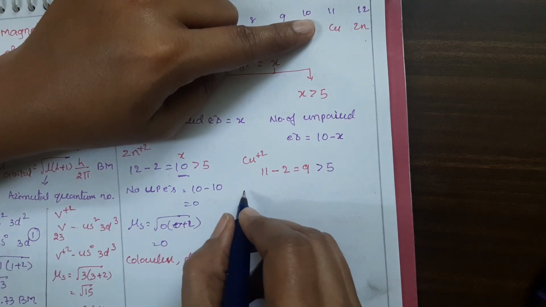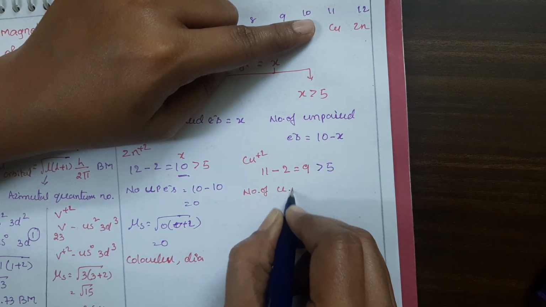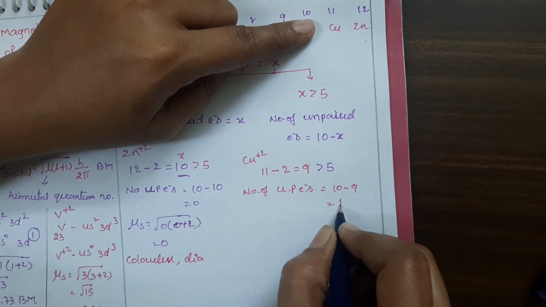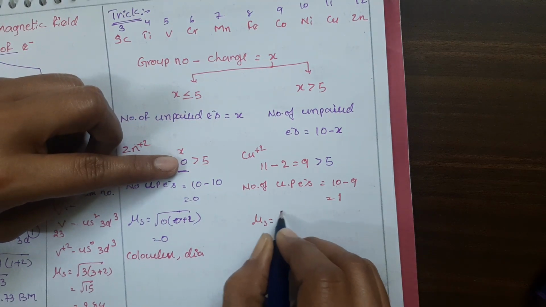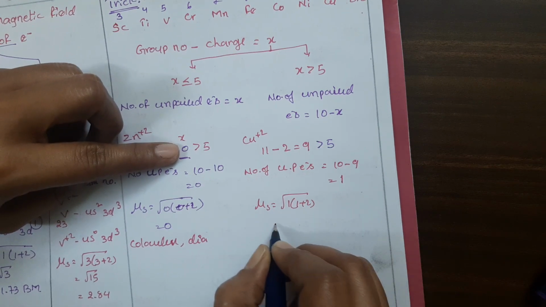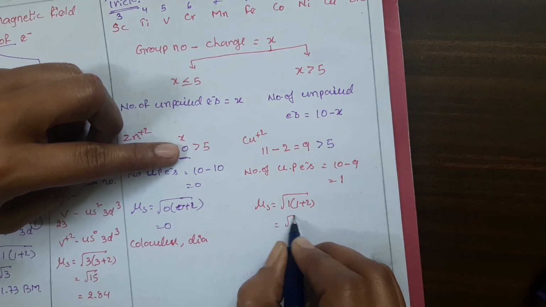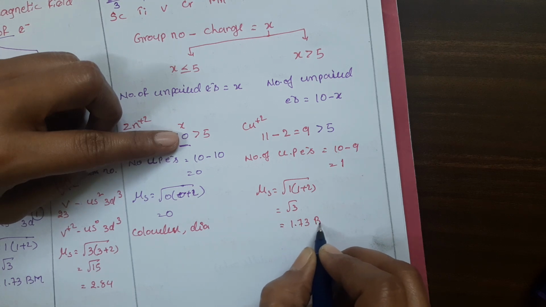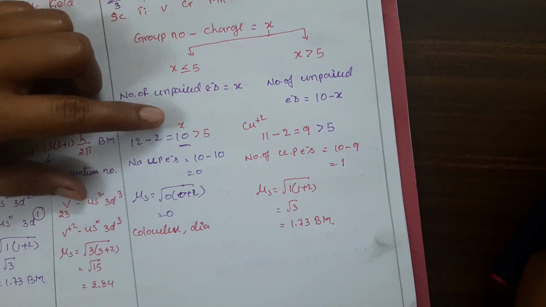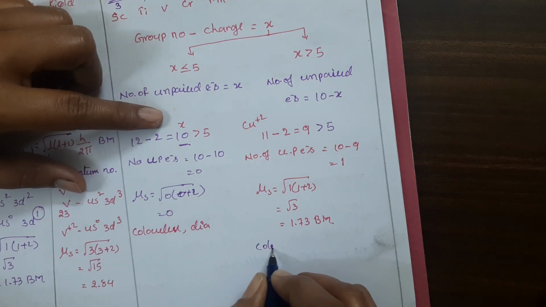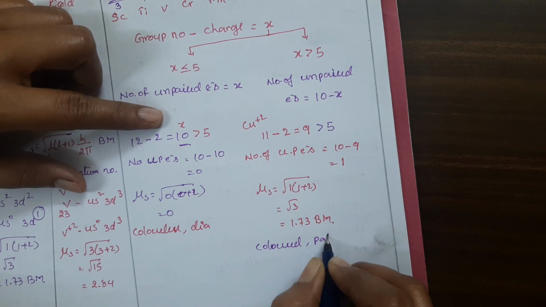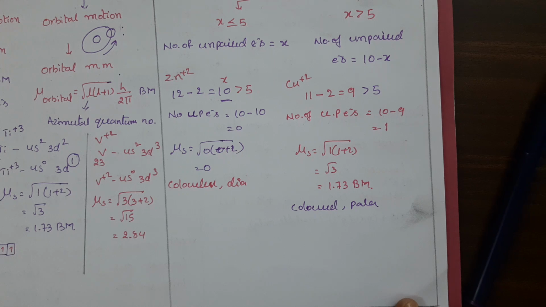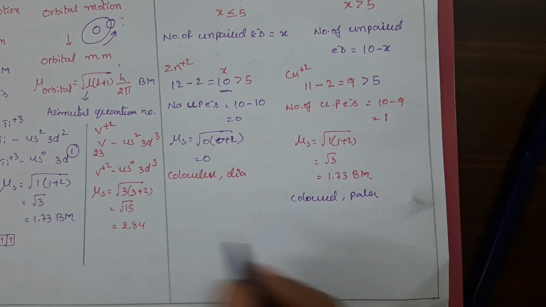So the number of unpaired electrons equals 10 minus 9 equals 1. So mu s equals square root of 1 into 1 plus 2, that is 3, so root 3. The magnetic moment value is 1.73. Because of having one unpaired electron, it is a colored compound and it is showing paramagnetic behavior, paramagnetic in nature. Also take one more element, any ion you can take and do the cross checking.